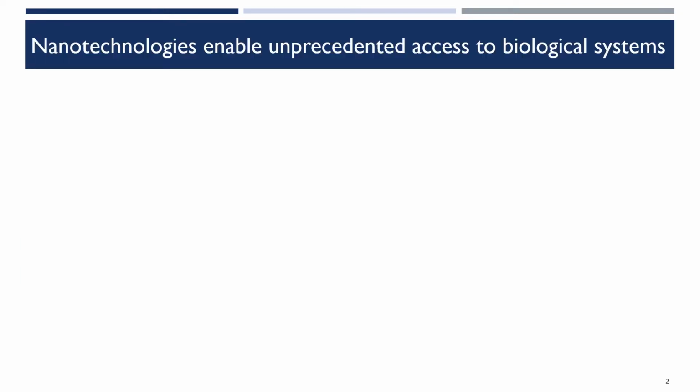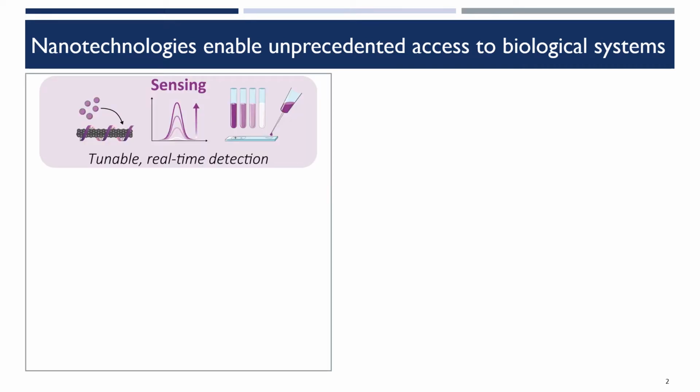Applying nanotechnologies to probe and modify biological systems is exciting because we are employing tools that exist at the same scales as the fundamental biological processes we seek to access. For sensing, nanobiotech platforms are highly tunable, enabling quantitative detection of biochemical and physical changes at the time and length scales at which they take place.